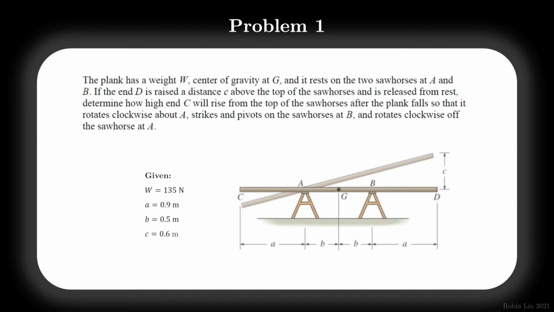The first problem states, the plank has a weight W, center of gravity at G, and it rests on the two sawhorses at A and B. If the end D is raised distance C above the top of the sawhorses and is released from rest, determine how high end C will rise from the top of the sawhorses after the plank falls so that it rotates clockwise about A, strikes and pivots on the sawhorses at B, and rotates clockwise off the sawhorse at A.